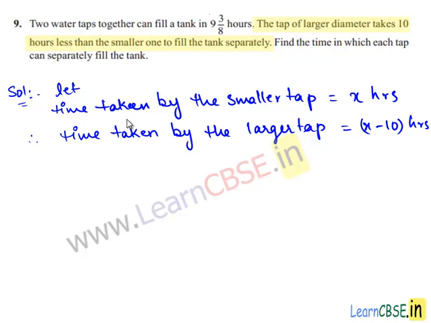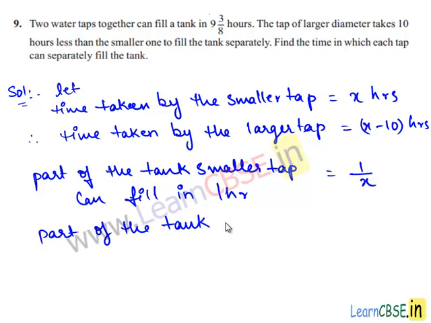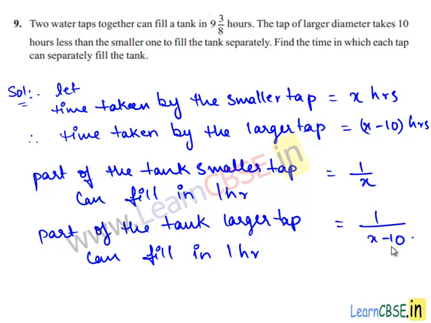So now here, since the smaller tap can fill the tank in x hours, the part of the tank the smaller tap can fill in 1 hour is equal to 1 by x. Since the time taken by the larger tap to fill the tank completely is x minus 10 hours, the part of the tank the larger tap can fill in 1 hour is equal to 1 by x minus 10.